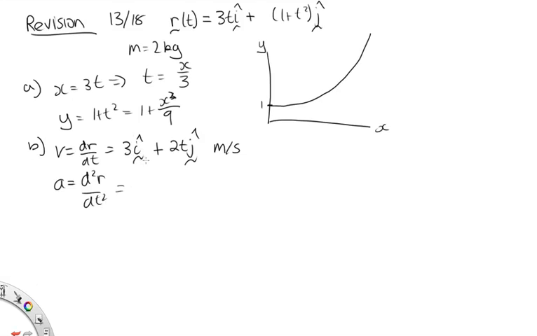So the derivative of 3i is 0. The derivative of 2t is 2j. And that's meters per second per second. Part C says determine the force acting on the particle.